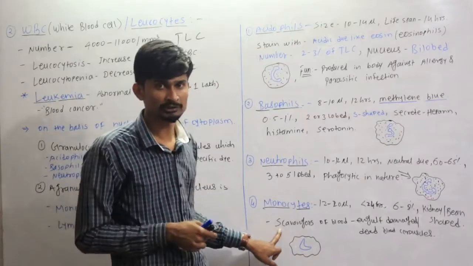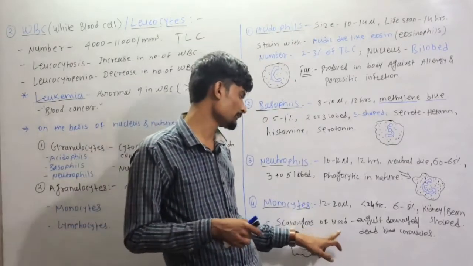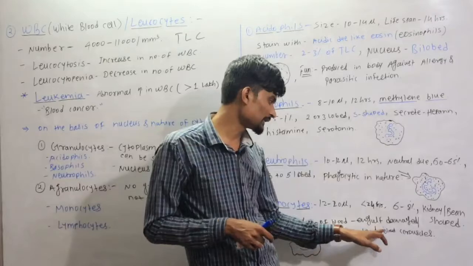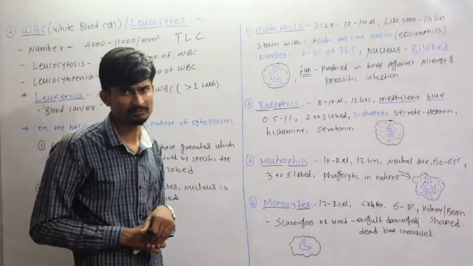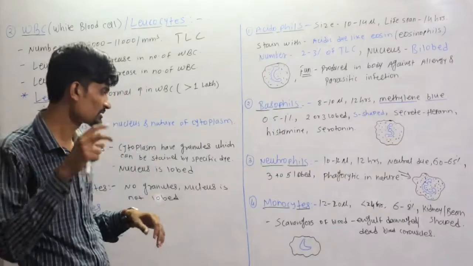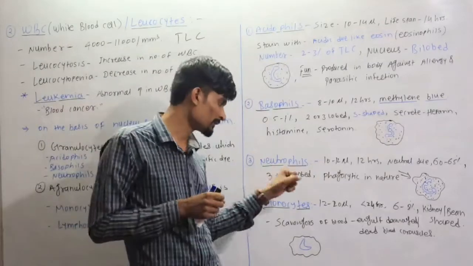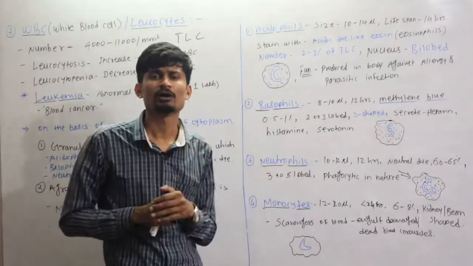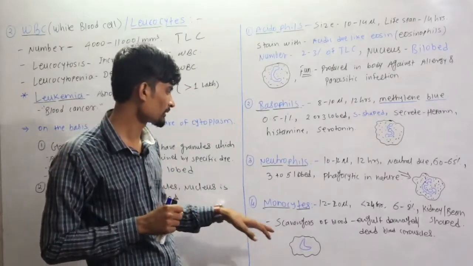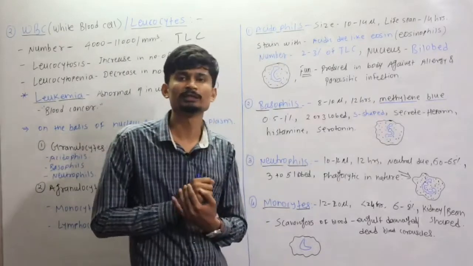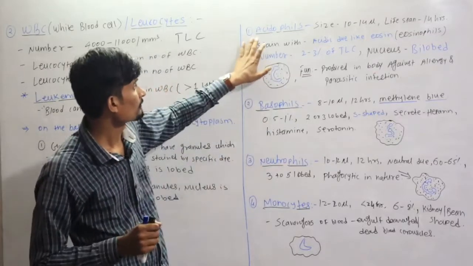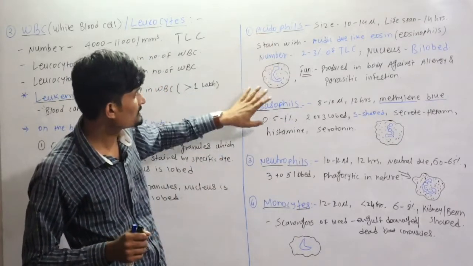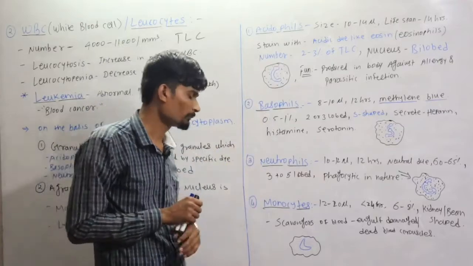Then the function of monocytes. Monocytes act as the scavengers of blood, means these monocytes engulf damaged or dead blood corpuscles, dead blood cells. That is why these are called scavengers, which engulf the blood cells which are damaged or dead for the purpose of cleaning the blood. So students, here we are seeing the 4, that is acidophils, basophils, neutrophils and monocytes.